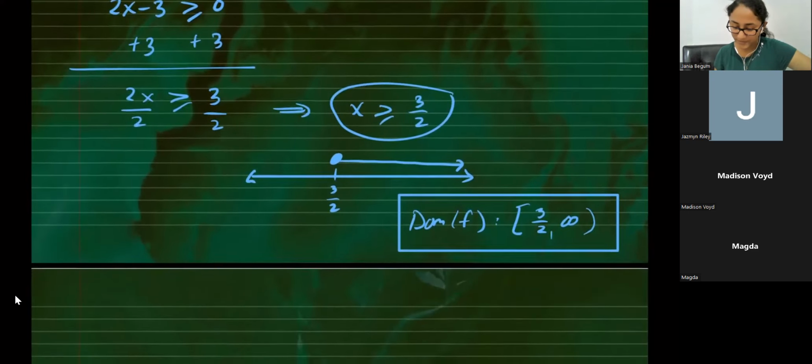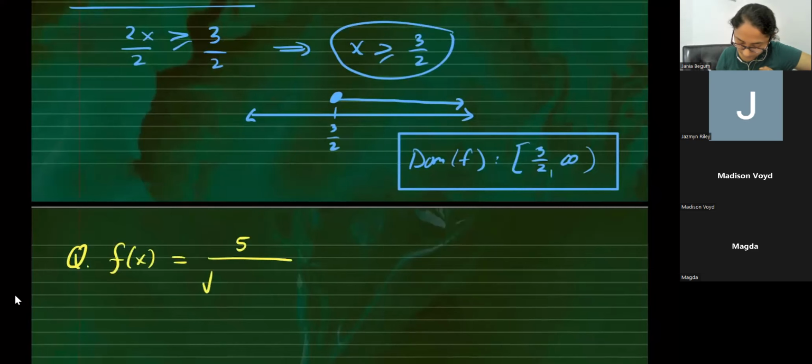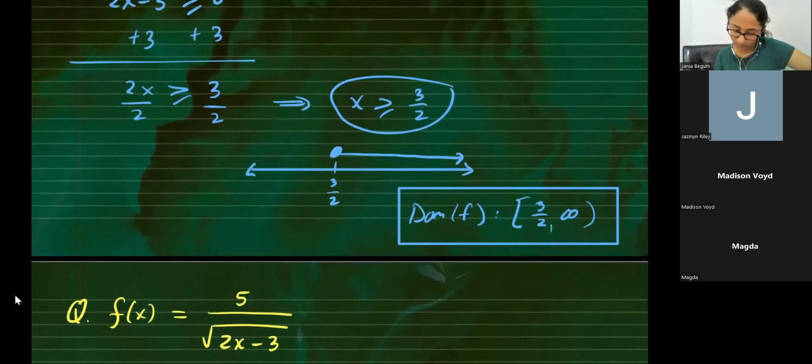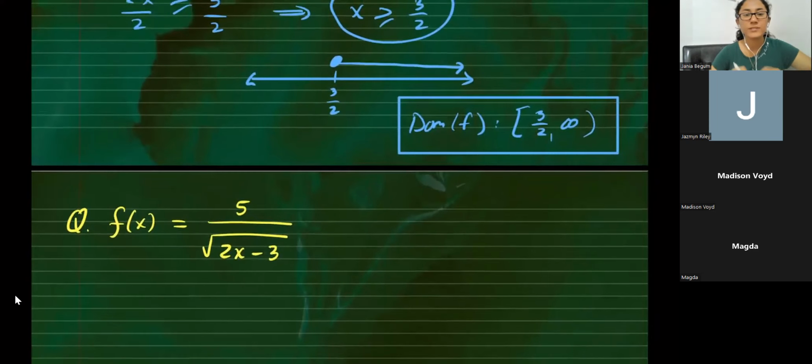Now here's another twist. Let me see if you guys can answer this one. So say I give you another function, say 5 over the square root of 2x minus 3. So it's very similar to the previous one, but now I pushed the radical expression into the denominator. So let me know, how would you think about that?